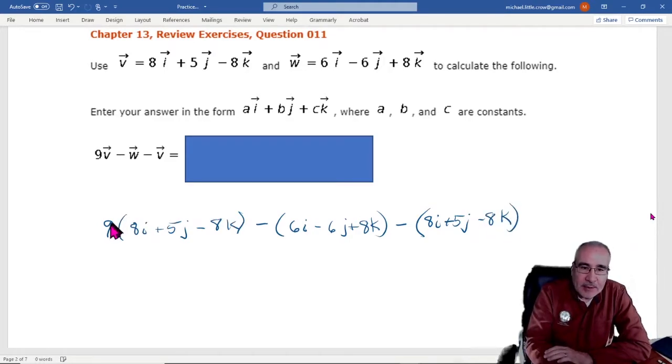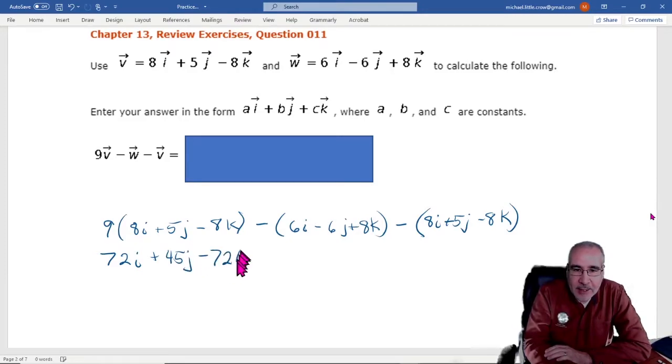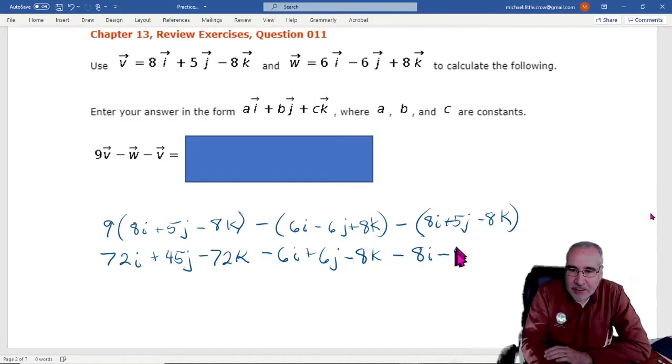Now distribute through the 9, so we get 72i plus 45j minus 72k. We distribute the negative: negative 6i plus 6j minus 8k. And distribute again: minus 8i minus 5j plus 8k.